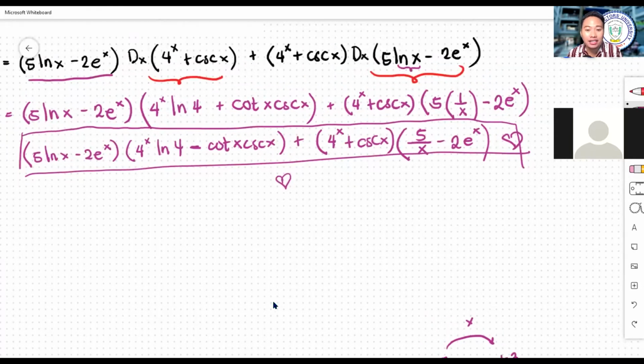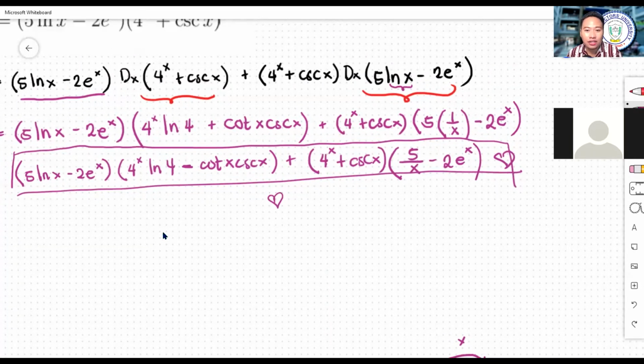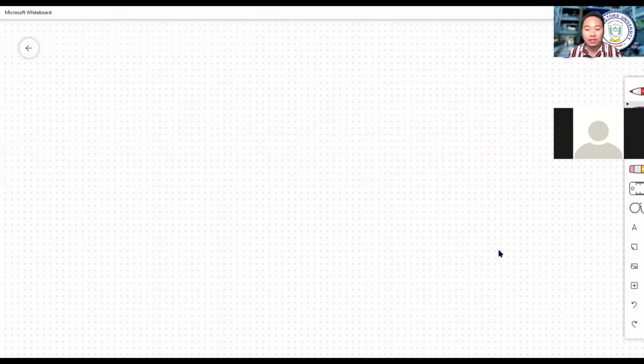So I'm going to erase this illustration. Wait. Okay. It's recording, I think. Okay, it's recording. Erase.